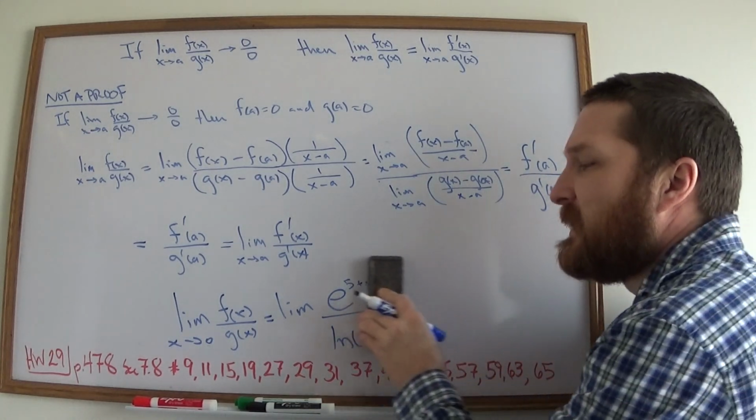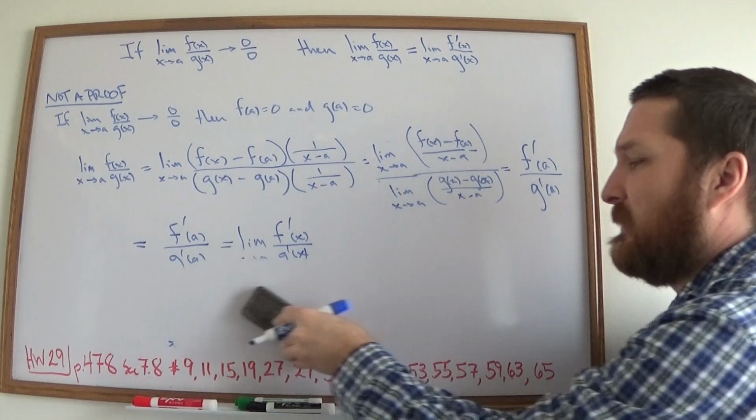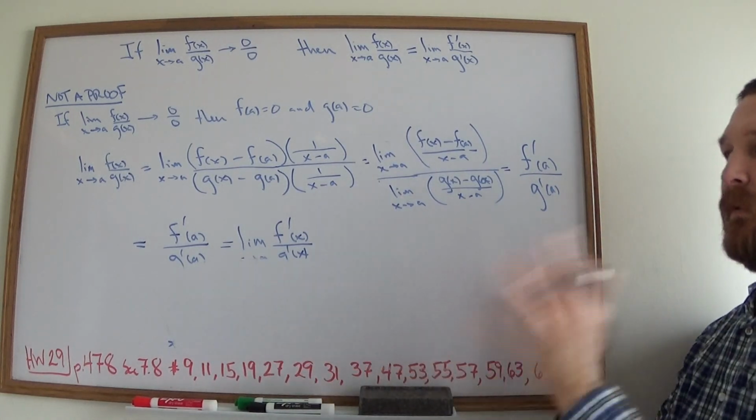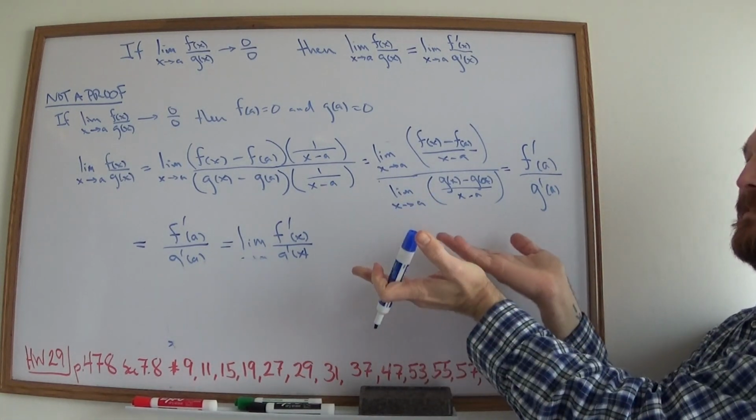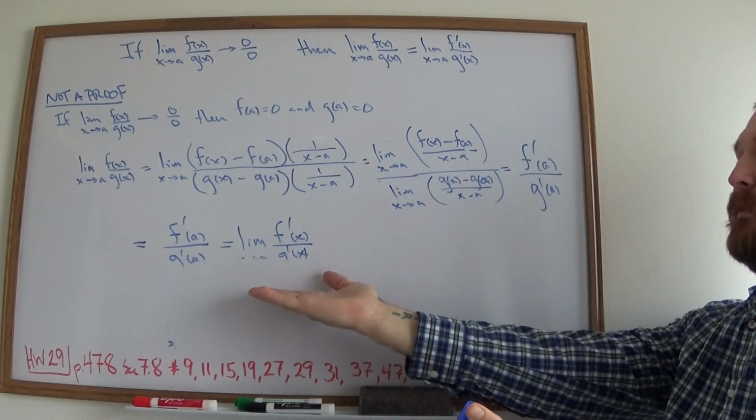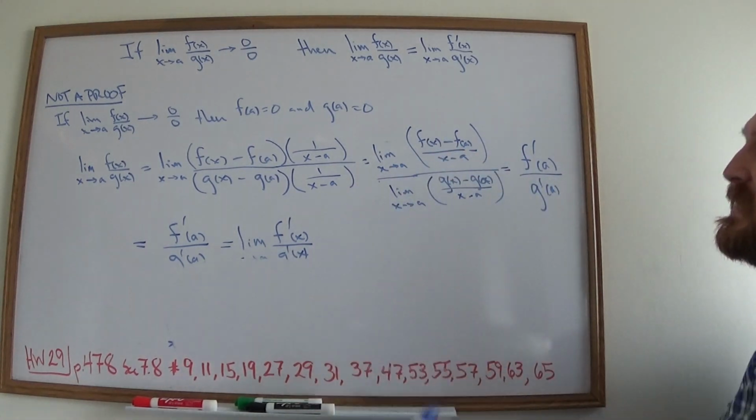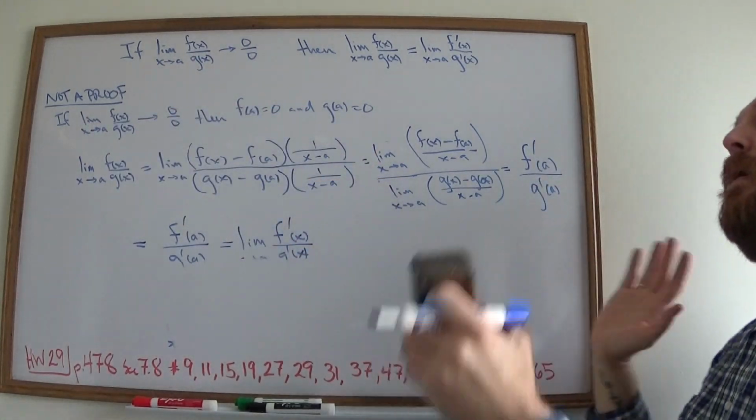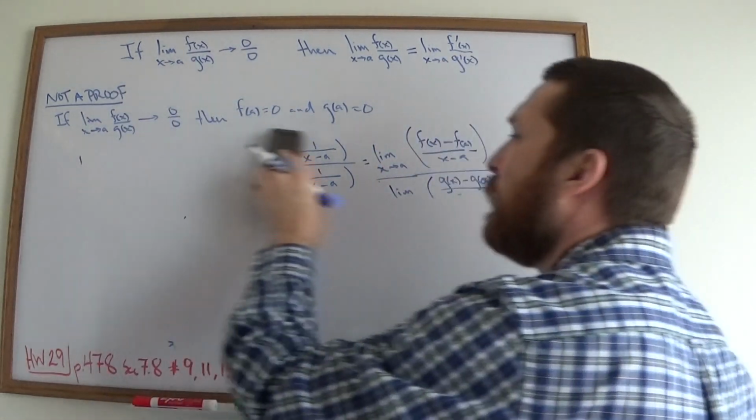The actual proof takes care of that. It does, the actual proof does it really well. But does this suggest to you that this is probably true? Yeah. Okay, all right. So it's not a proof, but I think we have enough to go with here.